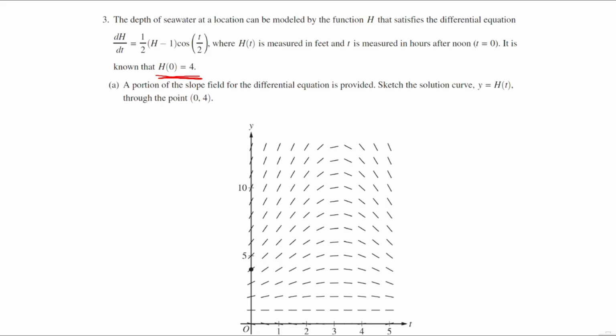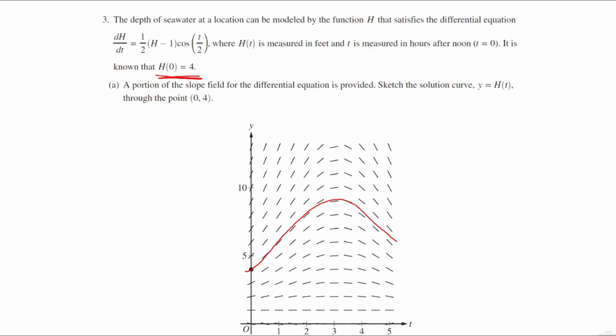So part A here is probably the easiest part of this question for this one. It just says we've got a portion of the slope field for the differential equation, and they want us to sketch the solution curve, which we're calling y equals h of t, that goes to the point (0, 4). They've already given us the point (0, 4), so all we have to do is just generally follow the correct slopes here. So this is just going to go up following these slopes and then kind of flatten out and then come back down. And if you have something about like that on your paper, then that's perfectly fine.